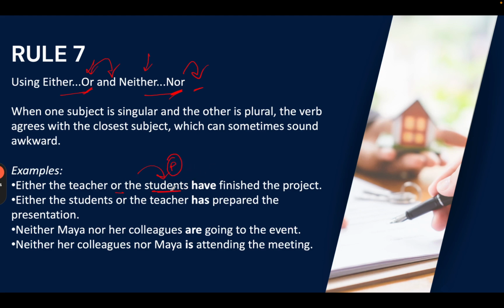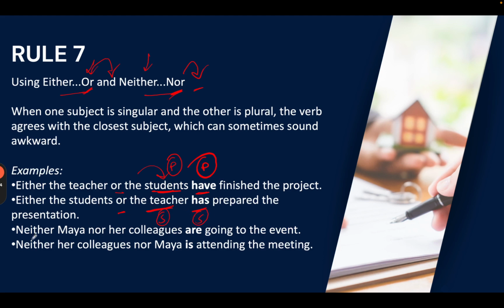This will tell me if my verb is going to be plural or not. Because after "or" I have a plural form of subject, my verb is also going to be plural, that is "have." Let's look at the next sentence. Either the students or the teacher. So what do I have after "or"? I have something singular, teacher. So my verb is also going to be singular, that is "has."